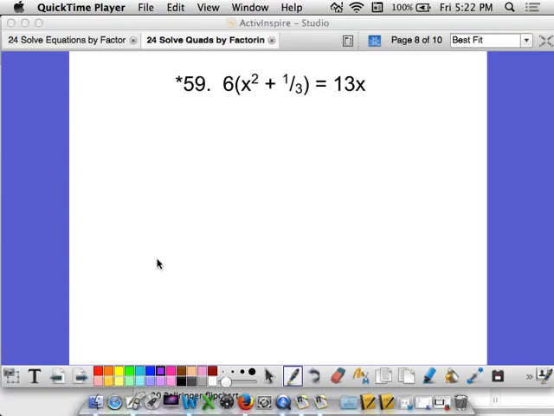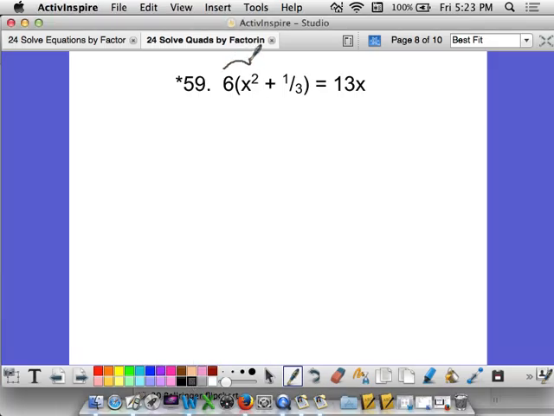A couple more. This is number 59. Again, you can see this got an asterisk, so I've altered it just a little bit to help you practice some different ways you're going to see this. So here, the first thing we want to do is distribute. Always distribute first. So whenever we distribute, we have 6 times x squared, and we have 6 times 1/3.